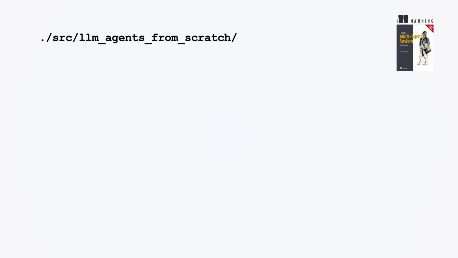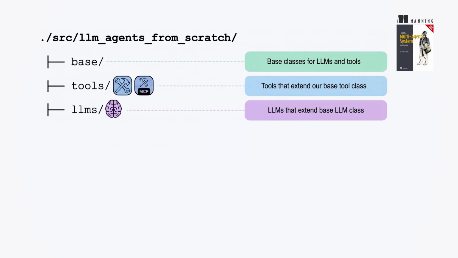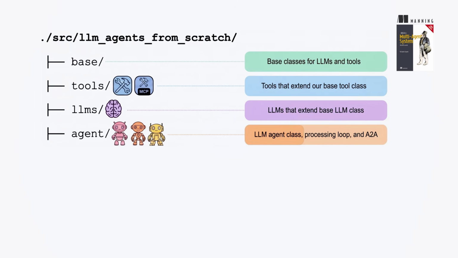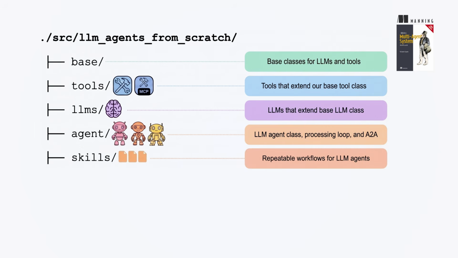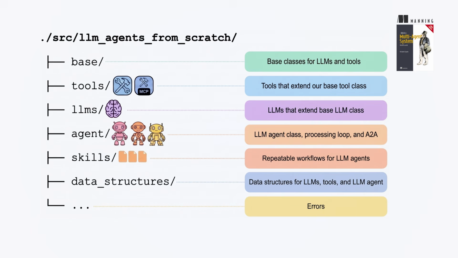The build here goes under the hood through LLM agents from scratch, an educational framework optimized for understanding. The framework is modular. The base module defines tool and LLM interfaces. Tools and LLMs hold implementations. The agent module contains the agent class, loop, and coordination logic. The skills module supports agent skills, while data structures represents tasks, tool calls, and results.